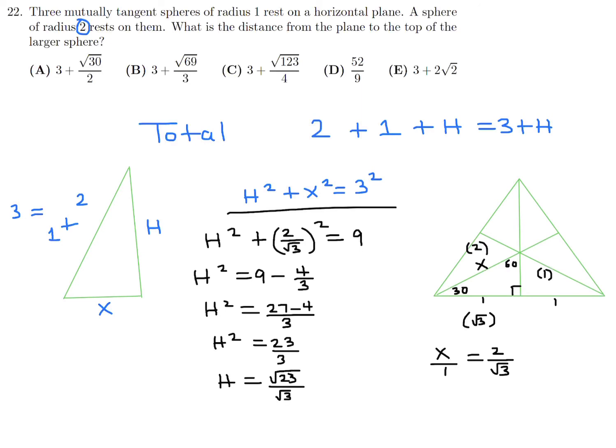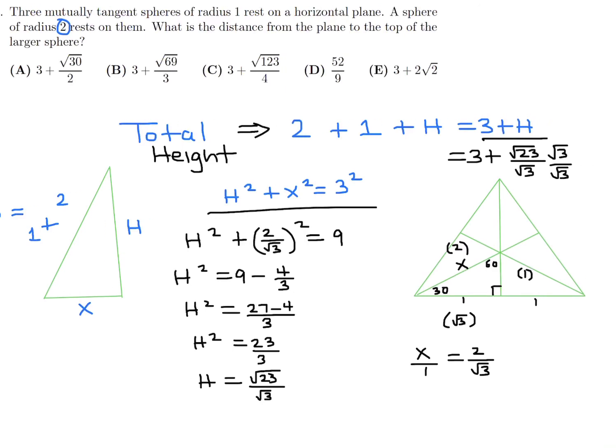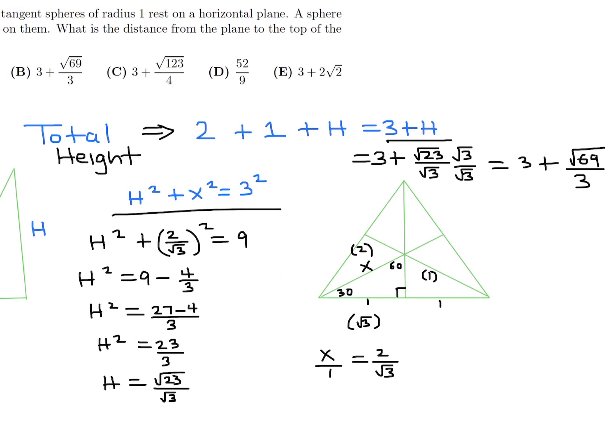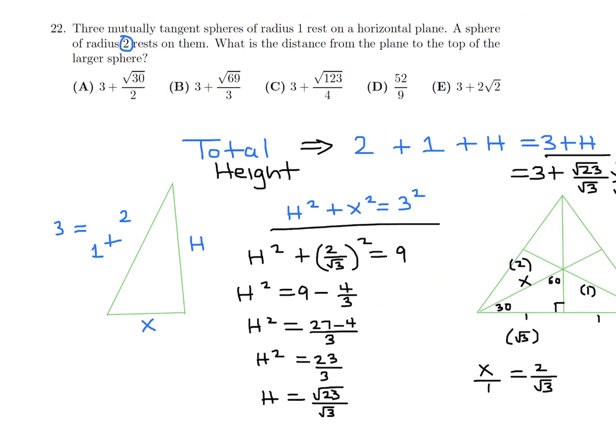And if we go back, our total height in our question here is 3 plus h. And h is basically root 23 over root 3. Now that's not one of the answer choices because they have to rationalize the denominator. No problem. This basically gives us 3 plus root 69 over 3. 3 plus root 69 over 3 is answer choice B for number 22.